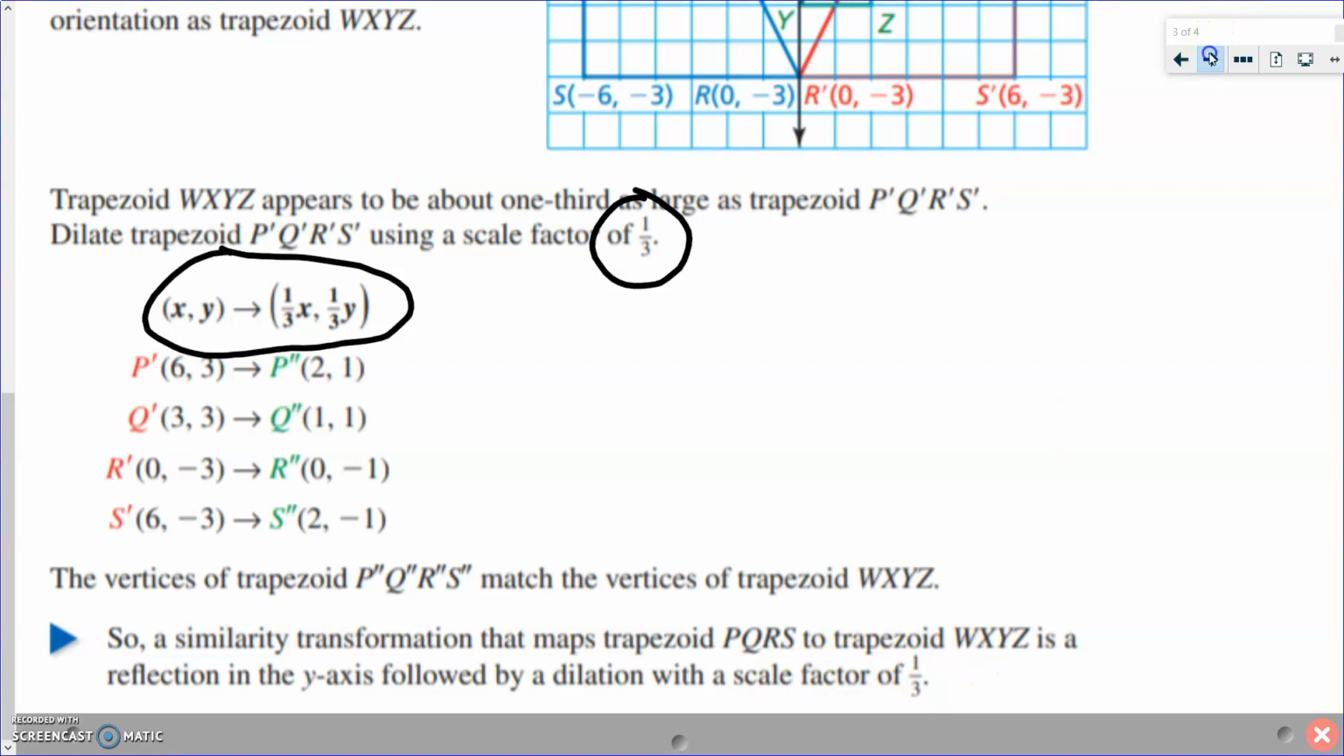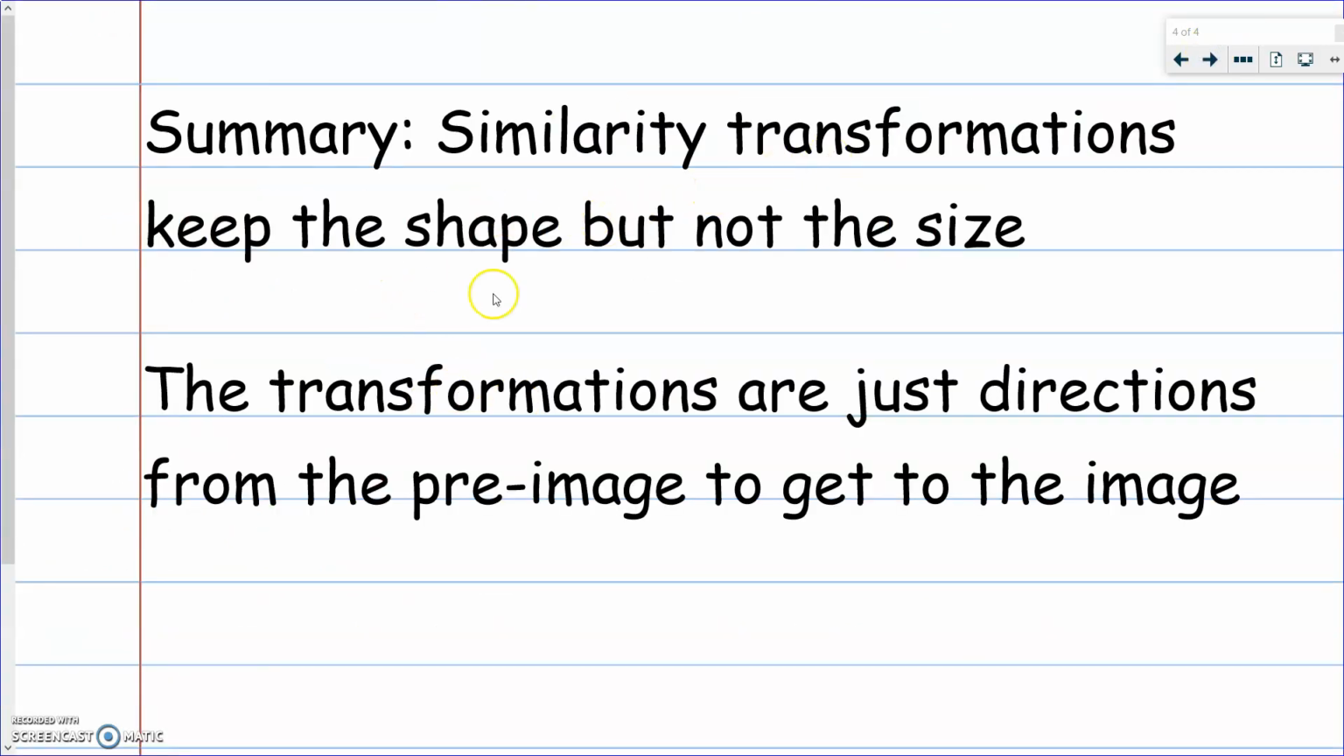What I want you to take away from this is that similarity transformations keep the shape but not the size, and that the transformations are just directions from the pre-image to get to the image.